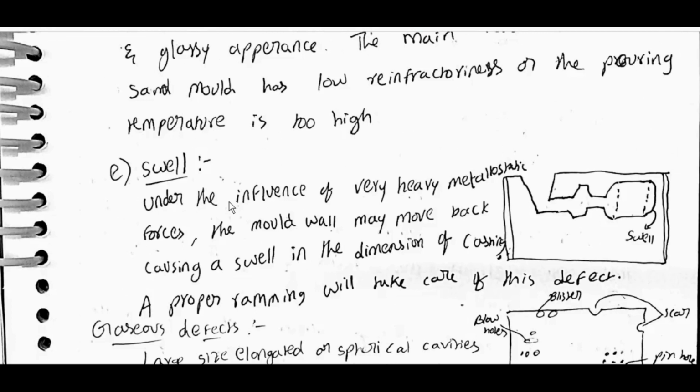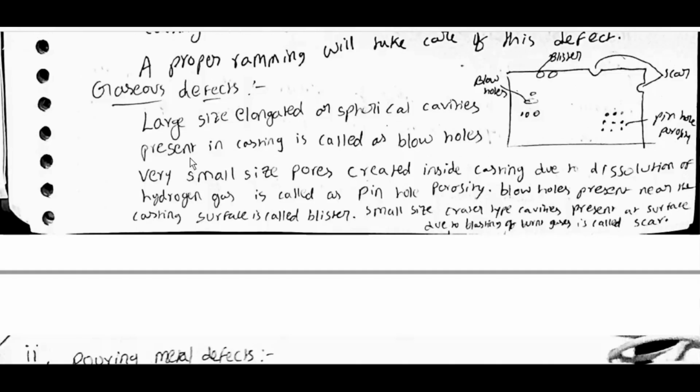Swell. Under the influence of heavy metallostatic forces, the mold wall may move back, causing a swell in the dimension of the casting. Proper ramming will take care of this defect. This is swell. Gaseous defect: large size, elongated or spherical cavities present in the casting are called blowholes. These are blowholes. Very small size pores created inside the casting due to dissolution of hydrogen gas are called pinhole porosity. These are pinhole porosity.